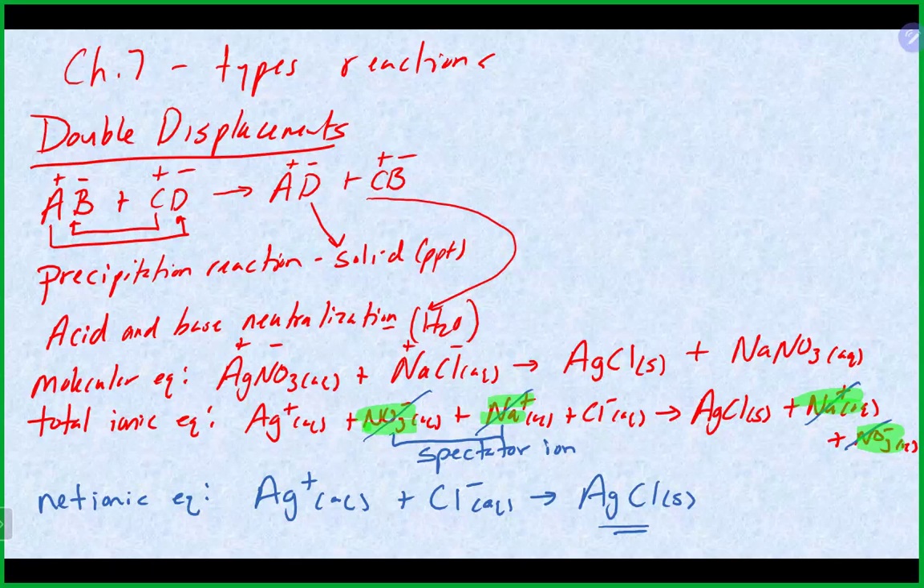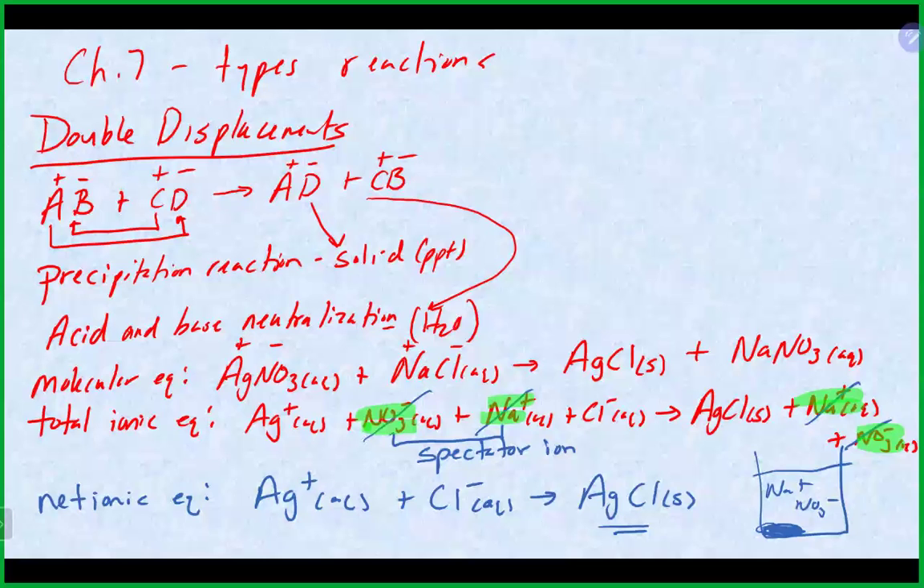Where are the spectator ions in this case? The spectator ions, if you looked at the beaker, they're still just floating around, basically. And your silver chloride, which is actually a white solid, is basically the solid that's floating around in that solution, not really floating, it might be floating a little bit. Any questions on that stuff we talked about?